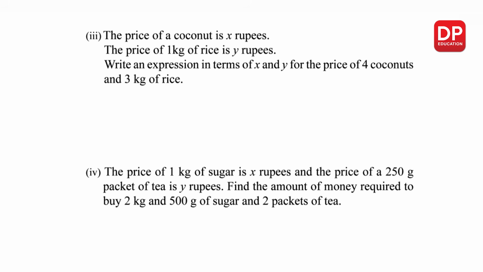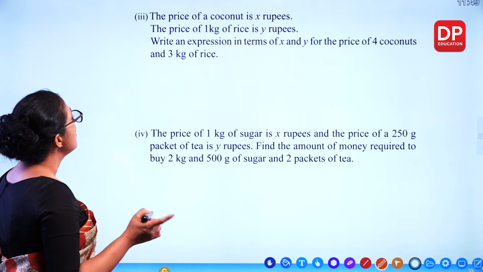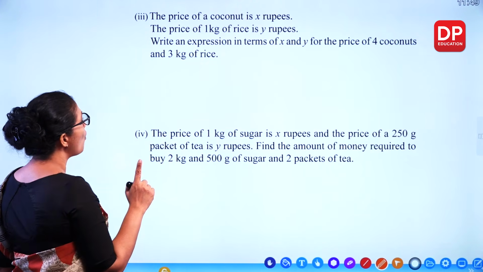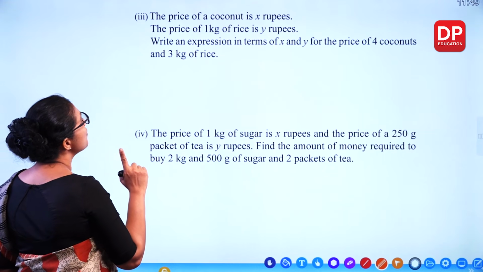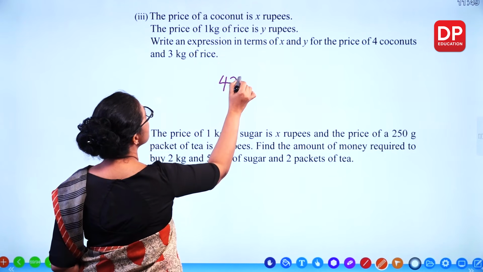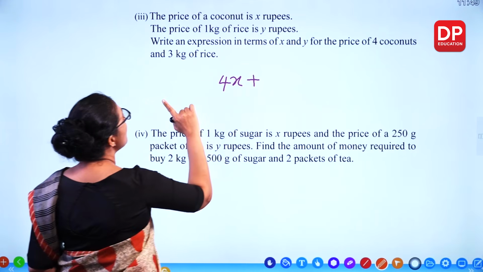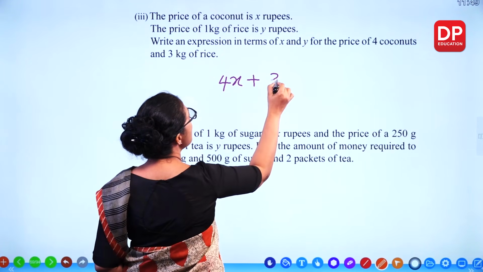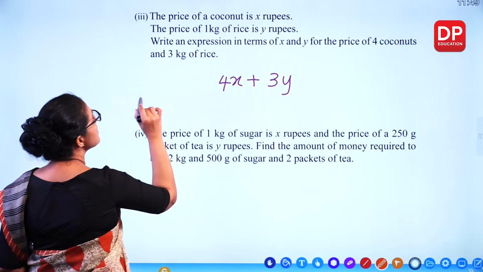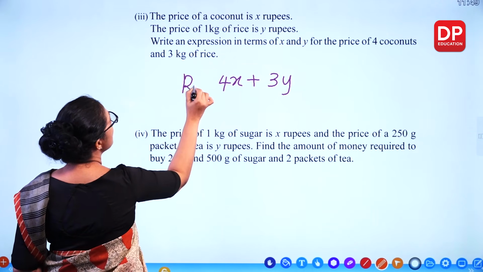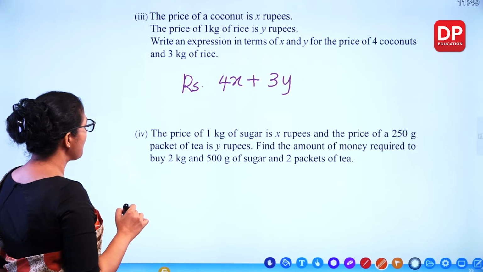The price of a coconut is X rupees. The price of 1 kilo of rice is Y. Write an expression in terms of X and Y for the price of 4 coconuts and 3 kilos of rice. 4 coconuts, that's 4X. 3 kilos of rice: 1 kilo is Y, Y times 3, 3Y. So that's the total price in rupees.